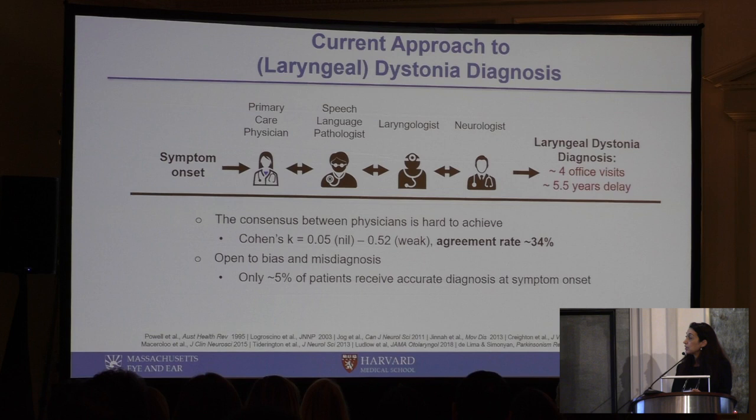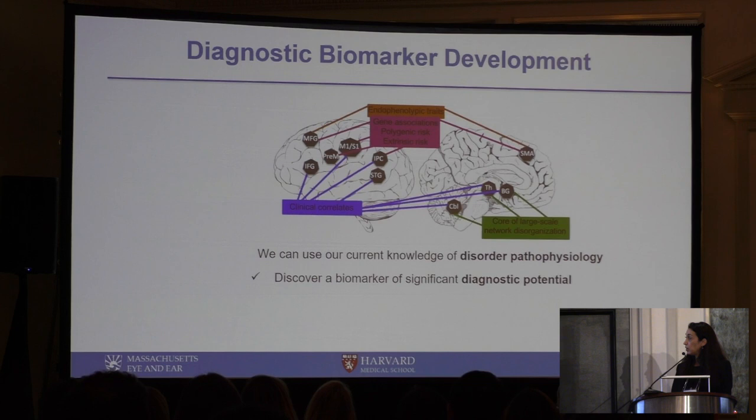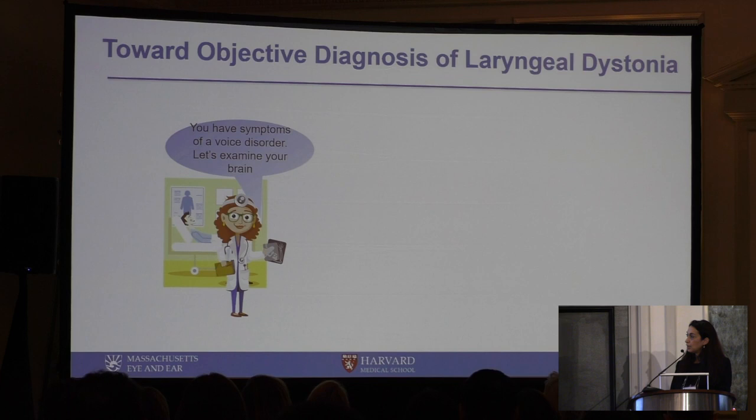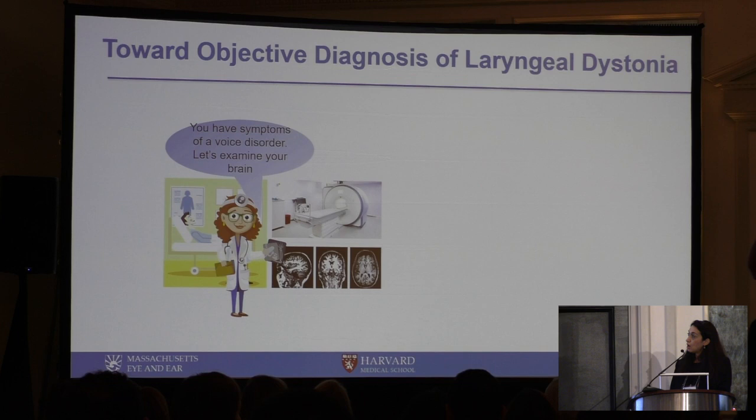And finally, it defers treatment. So we thought that we can use our current knowledge of disorder pathophysiology to discover a biomarker of significant diagnostic potential and to develop an objective platform for its diagnosis. So the idea was that if somebody shows up in the clinic and we see that the patient has voice problems, we may suggest examining the brain. Why the brain? Because it's a neurological disorder. And in addition to voice, it's always good to look for the cause of the problem.